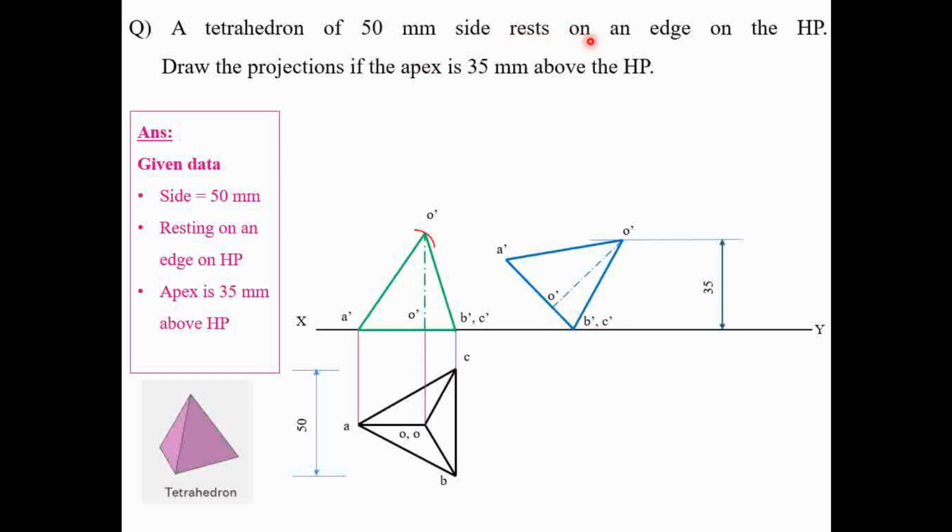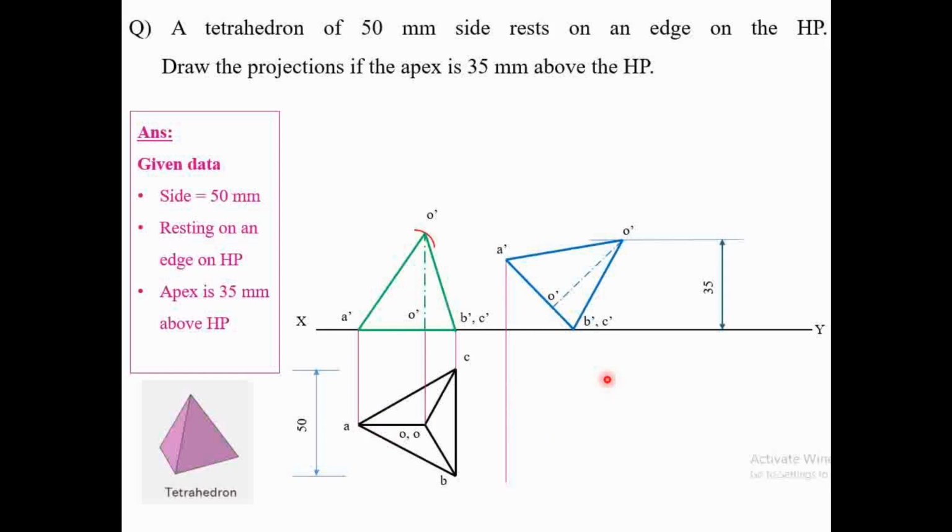The side on HP resting on one of the edges on the HP, that condition is satisfied here. So generally the third diagram will be the redraw of the second diagram, but the orientation will be different. Then the fourth diagram will be made by taking the projections from each and every point vertically downward, and from the top view towards the right side we have to represent each and every point.